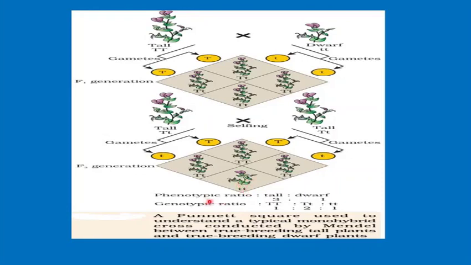So what will be the phenotype ratio? 3 plants will be tall and 1 plant will be dwarf. So what is the ratio of the phenotype? It will be 3:1. But what is the genotype? Are the genotypes same? They are different. So the genotype will be 1 is capital T capital T, and 2 is capital T and small t, and 1 again it is small t and small t. So the ratio of the genotype will be 1:2:1.